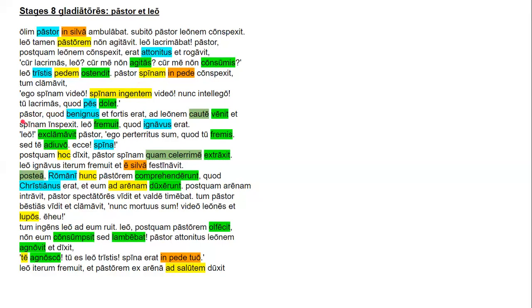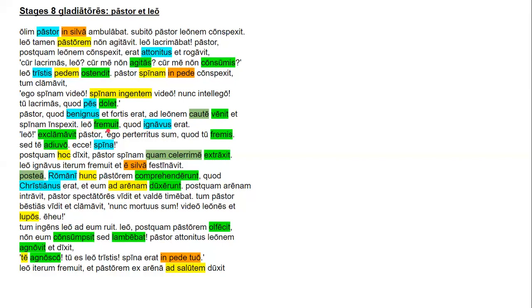So let's put it all together. The shepherd, because he was kind and brave, cautiously came towards the lion and looked at the thorn. Also notice that both of these verbs right here are perfect tense. And this erat is an imperfect form of sum. So let's jump to the next sentence.